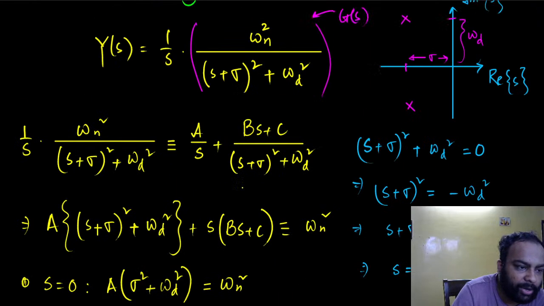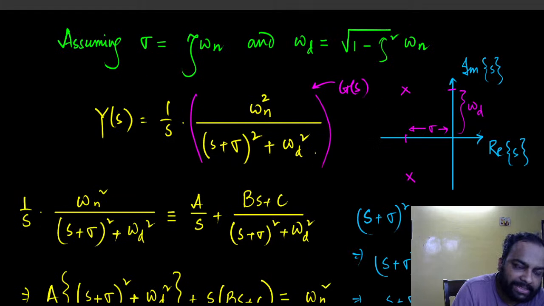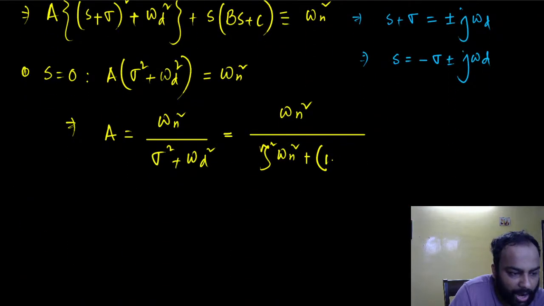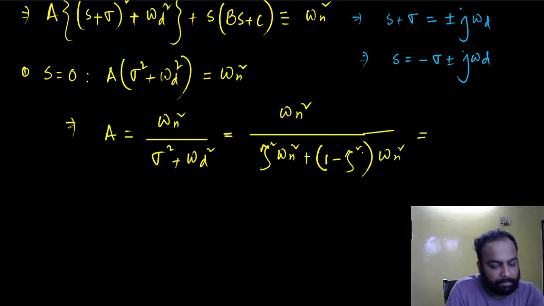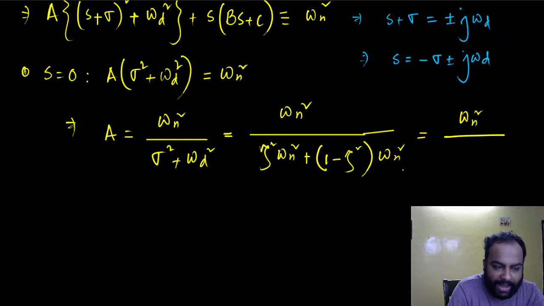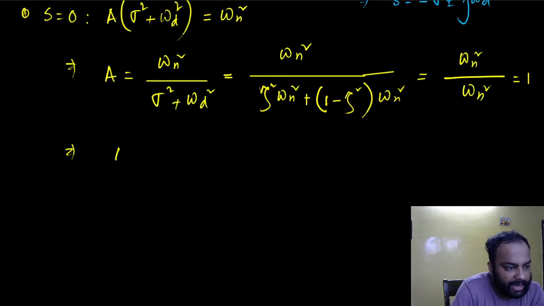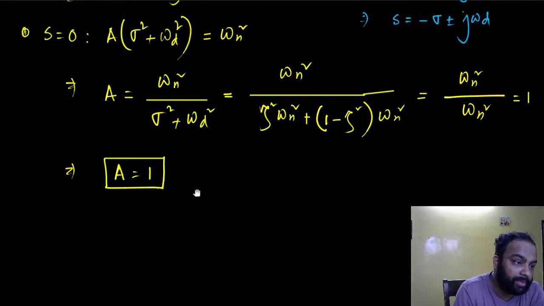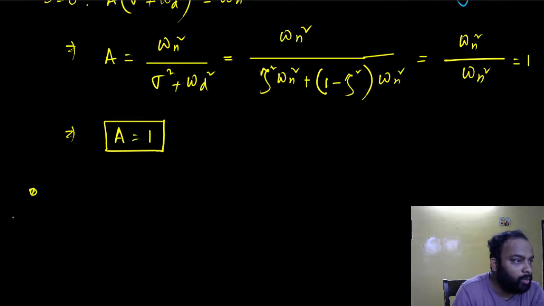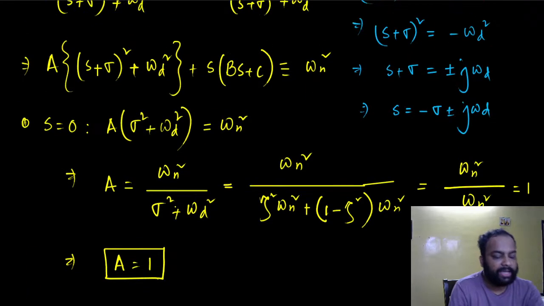And what is omega d? We defined that to be root over 1 minus zeta square omega n, so that becomes 1 minus zeta square multiplied with omega n square. So if you simplify this, this becomes omega n square divided by zeta square omega n square plus omega n square minus zeta square omega n square. So essentially I would have omega n square over omega n square, which is essentially 1. So we figured out that A is just 1 after simplification. We are still yet to figure out B and C.